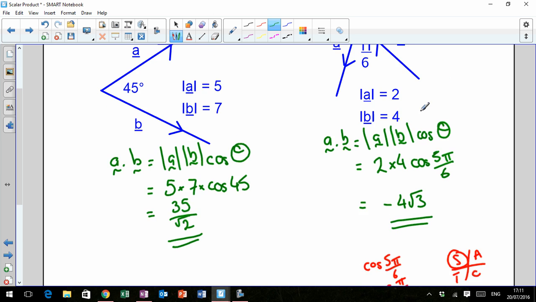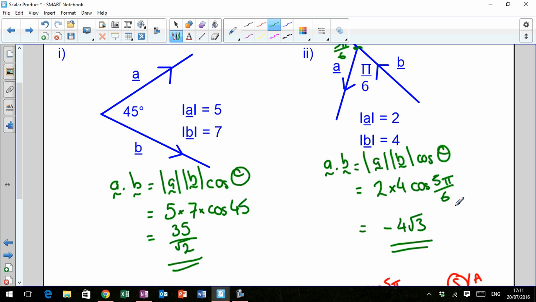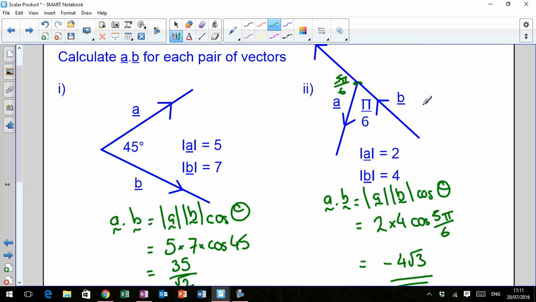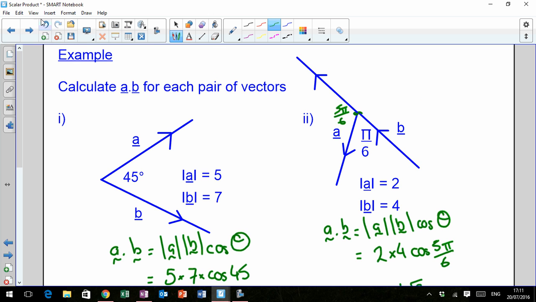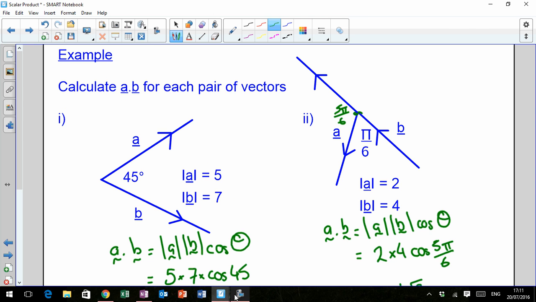Okay, so that's where your kind of tricks are coming in there. Making sure you can move your vectors to ensure they both leave the same point, and then calculating exact values, perhaps in a non-calculator paper. That's just another wee thing that can come in there. Okay, but the big thing to remember, that's your formula using the magnitudes, multiplying by the cos theta, and make sure the vectors are pointing away from each other.